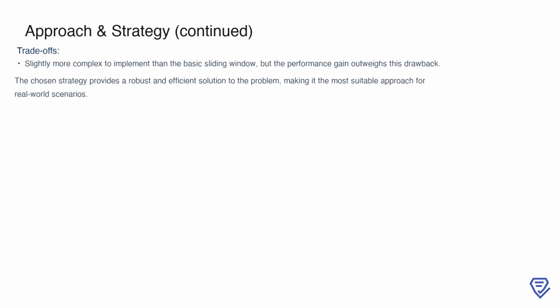The optimized sliding window with hashmap strikes the perfect balance between simplicity and performance, providing a robust solution to the problem of finding the longest substring without repeating characters. Its linear time complexity and efficient use of space ensure that it can handle edge cases and large-scale inputs effectively, making it the most practical choice for this problem.